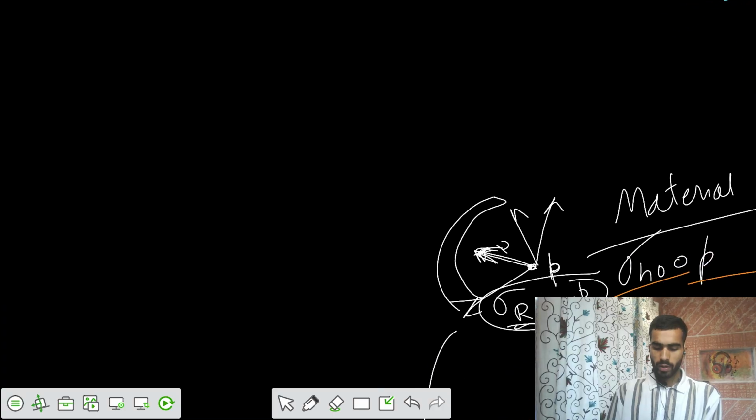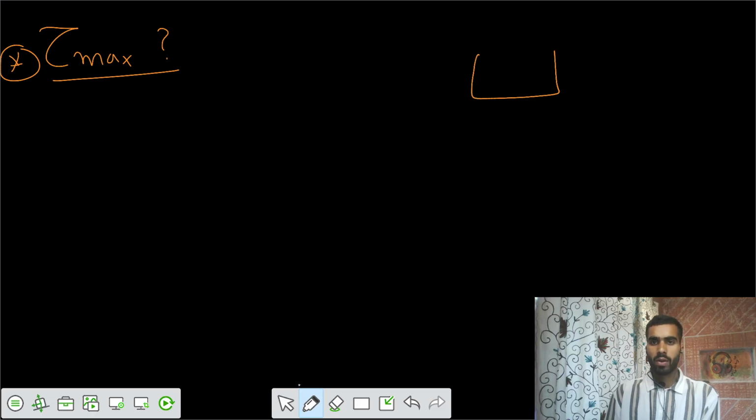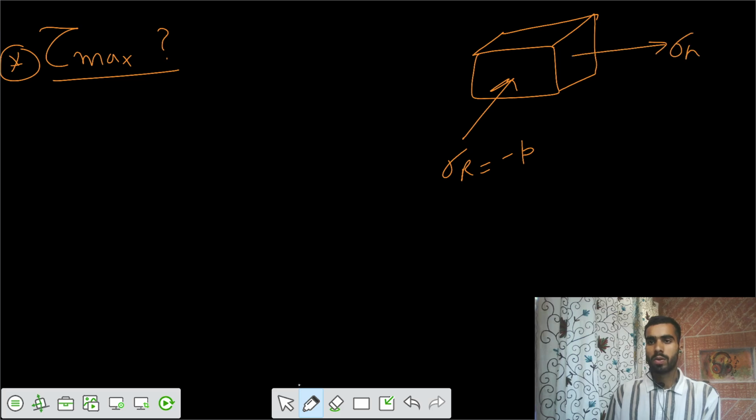Now we got these. Next topic is tau max, maximum shear stress. How much maximum shear stress can we have? We have 3 normal stresses acting, which we can say are the principal stresses. One is your sigma radial, that is negative, minus P, one is your sigma hoop, that's your sigma 1, and the third one is sigma longitudinal, PD by 4T. This is your PD by 2T for hoop.